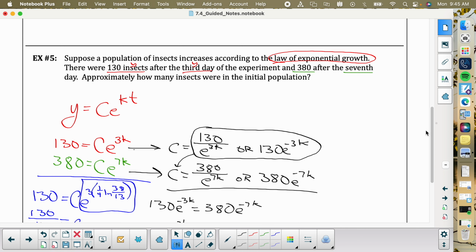Did anybody else get 64.6 for C? Did anybody else get 58 and change? I do not know the correct answer, I didn't look it up. I got 58. I just told you guys to type it in. You got 58 as well?